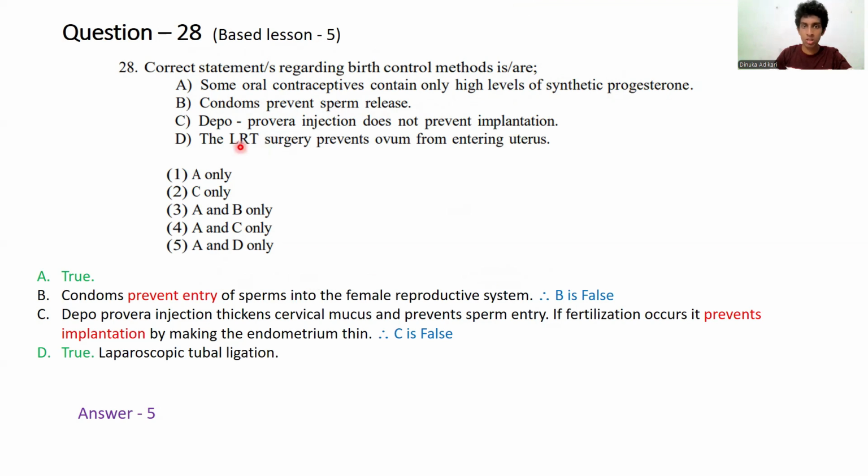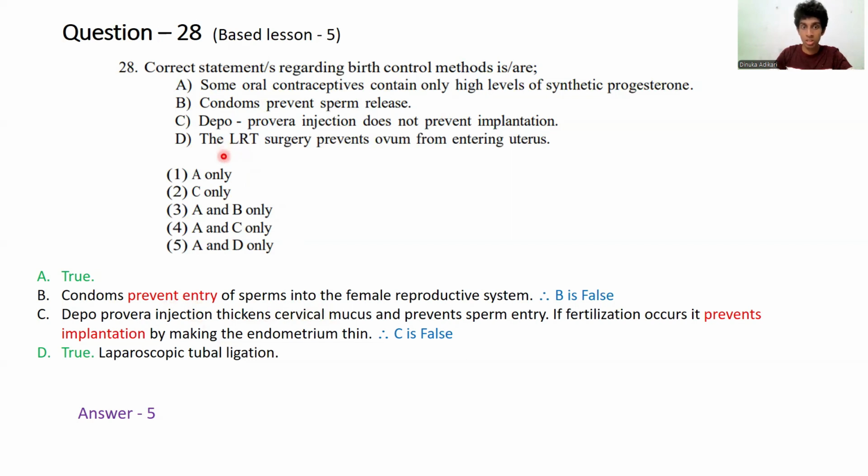C. Depo-provera injection does not prevent implantation. No, that is wrong. Depo-provera injection can prevent implantation. Depo-provera injection thickens cervical mucus and prevents sperm entry. If fertilization occurs, it prevents implantation by making the endometrium thin. Therefore, C is false.